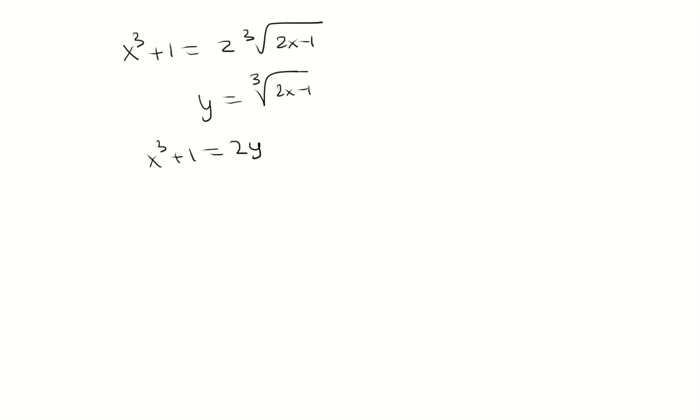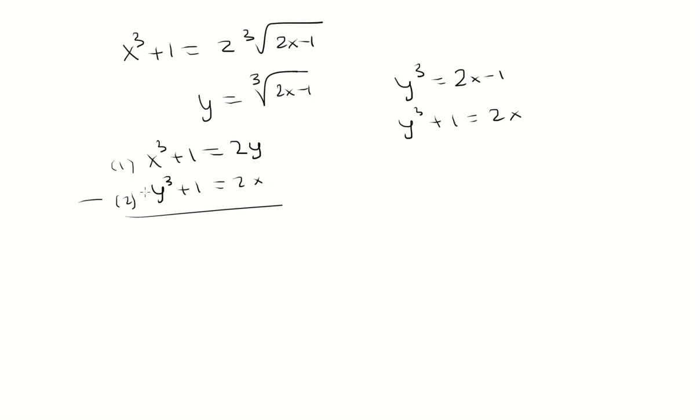And then if I take y and cube it, I get 2x minus 1, because the cube root vanishes. If I add 1, I get y cubed plus 1 is equal to 2x. Okay, so I have these two equations. Equation 1 is x cubed plus 1 equals 2y, and equation 2 is y cubed plus 1 equals 2x.